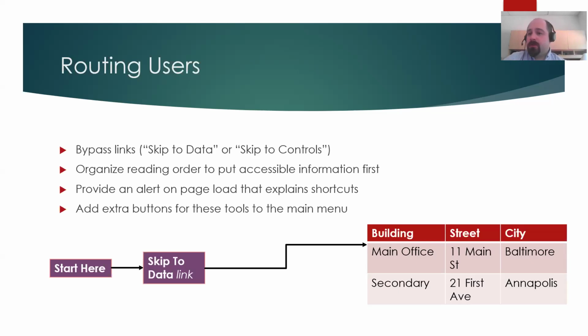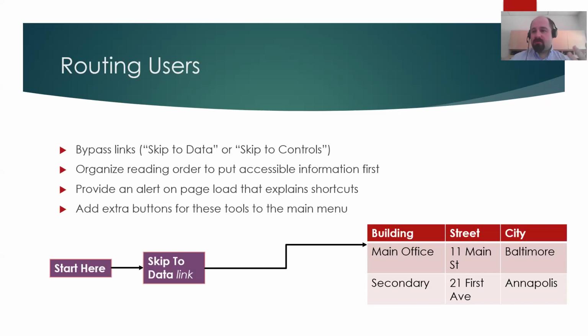Nice thing to do, especially if your application has its own custom shortcuts, is to provide a dialog or an alert on page load that explains these. So when you first go to the map, sometimes you'll see this on some of the state maps. It'll give you a dialog explaining what the map does, what it shows you. This is a great place to also give people that information about extra shortcuts that we have.